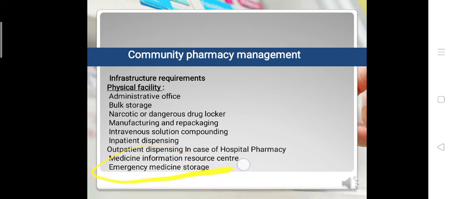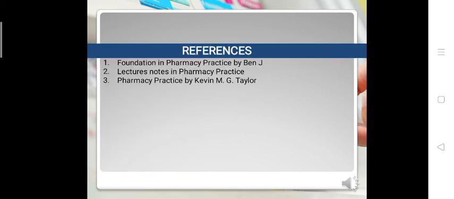Then emergency medicine storage. Okay? An appropriate area for storage of whatever medicines are needed in emergency situations. Okay? So last but not least, these are all the references from where I have incorporated all these points. So hopefully, if you go through this PPT, it will be sufficient to write answers to the questions which will be asked from this particular topic. Okay? So hopefully you have understood. It was just a superficial lecture on community pharmacy management. Hope you all understood it.